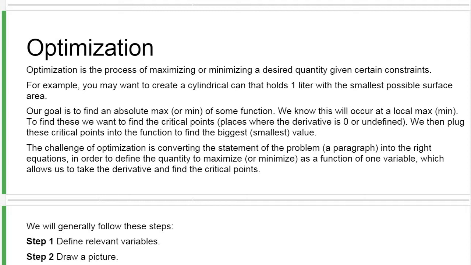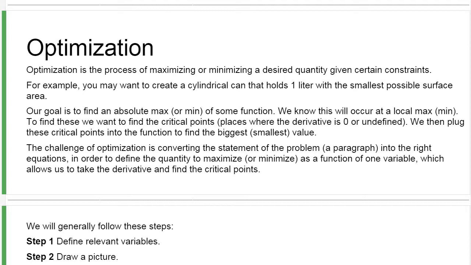Our goal is to maximize or minimize some function. We know that that will occur either at a local max or min as the case may be, or one of the endpoints of the domain. So we want to find the critical points of our function, that is where the derivative is 0 or undefined. And then if we just put all those critical points into the function and see which one is the biggest and which one is the smallest, then that would be the maximum or minimum value that we want.